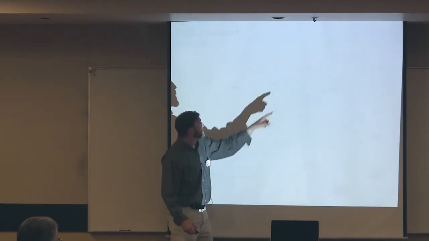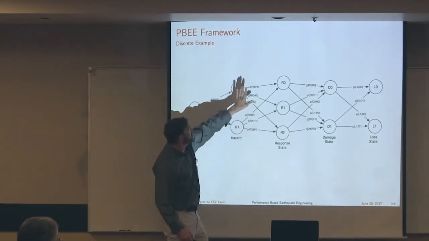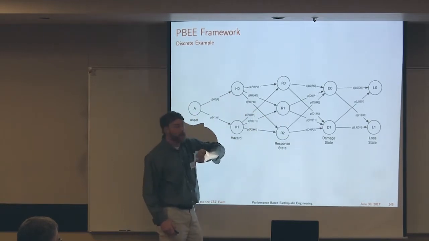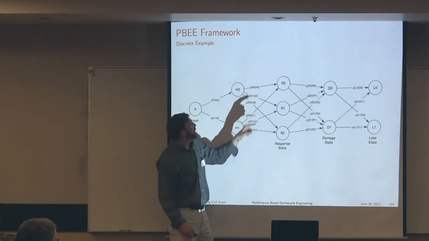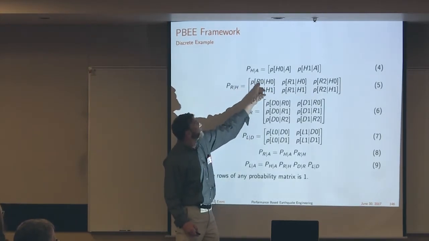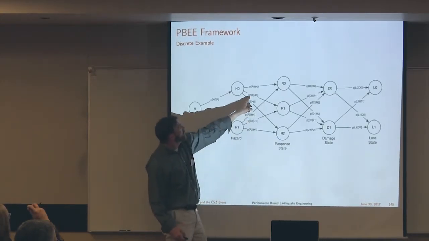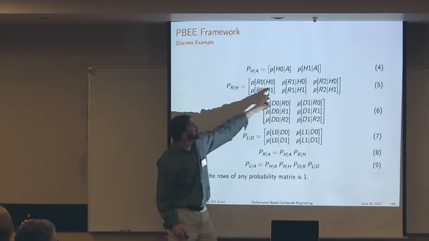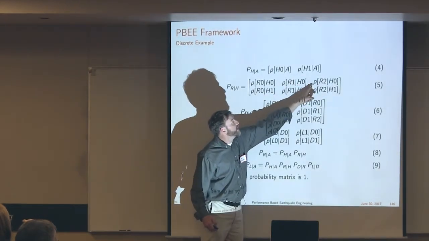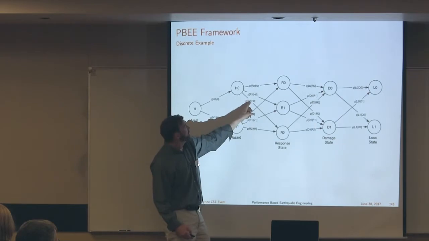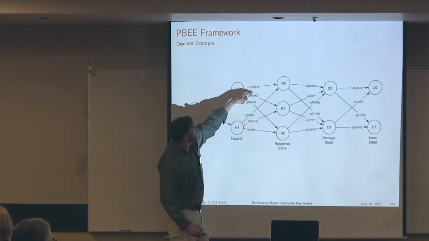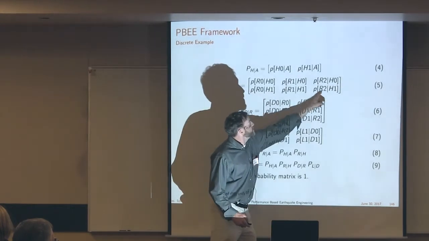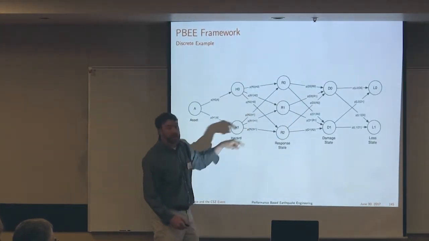This matrix holds all the values that take me from this layer to this layer. So I'm at hazard 0, probability that I go to response 0 from hazard 0, that's right here. Next one, probability that I go to response 1 from hazard 0, right here. And this one here is this one. So you see this top row of this matrix is these 3. Bottom row of this matrix is these 3.